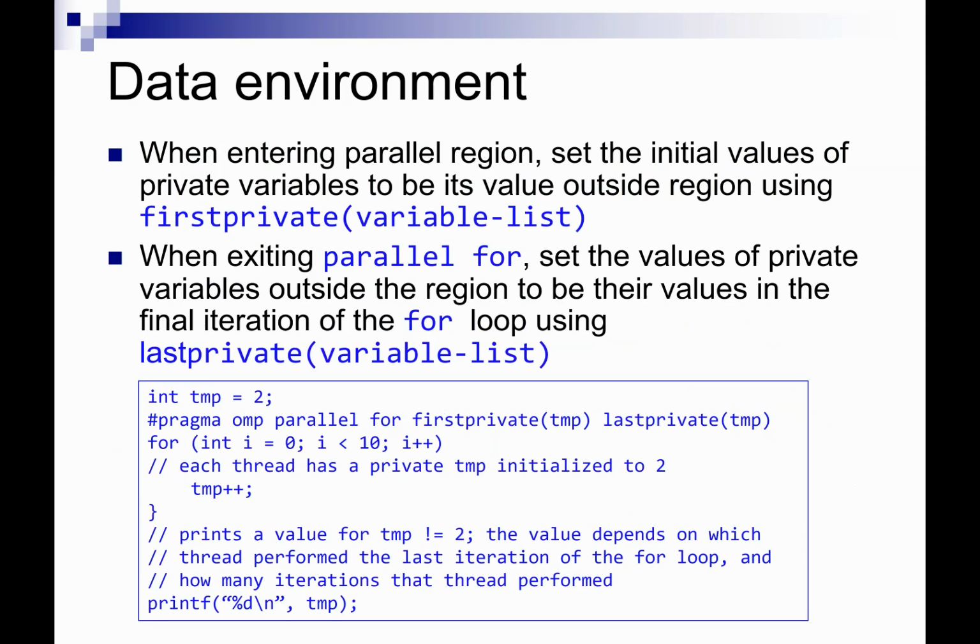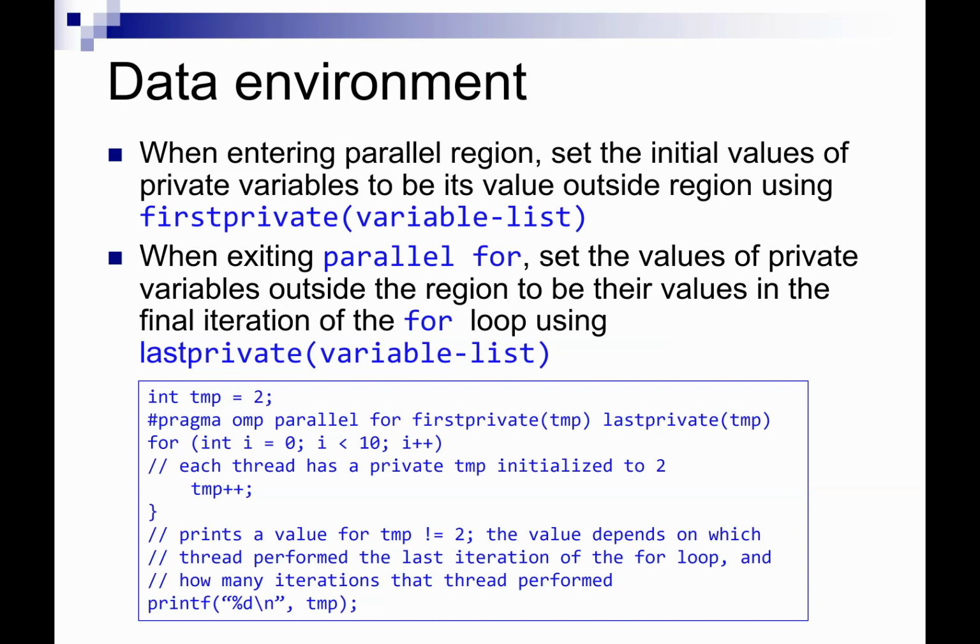Okay, now you have ways of setting the initial value of a variable. You can use this thing called firstprivate. Firstprivate means that if you have a shared variable, but then when you go into a parallel region it becomes private, then what is the initial value of that private variable? If you use firstprivate, then the initial value of that variable is whatever value it had in the outside region before you enter the parallel region.